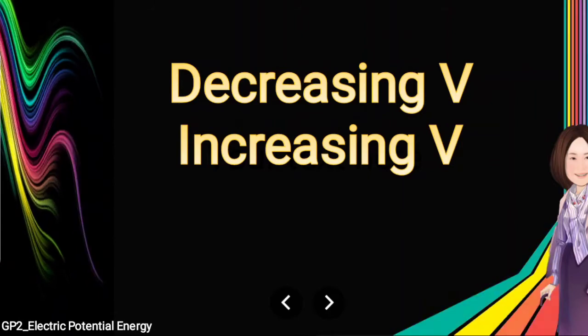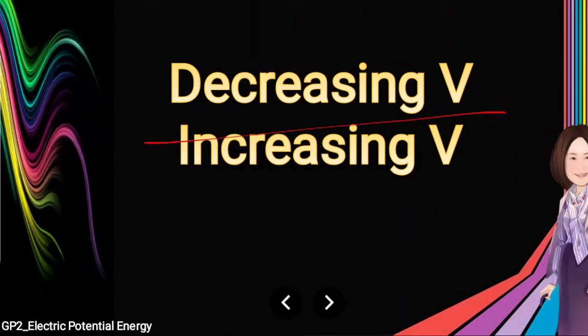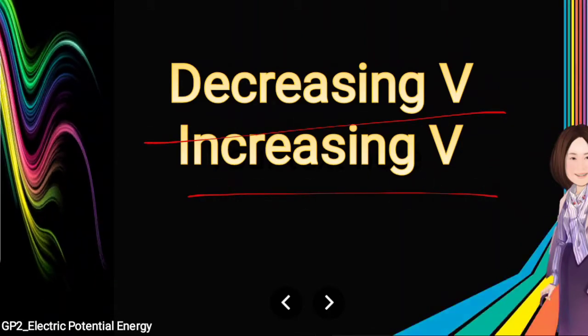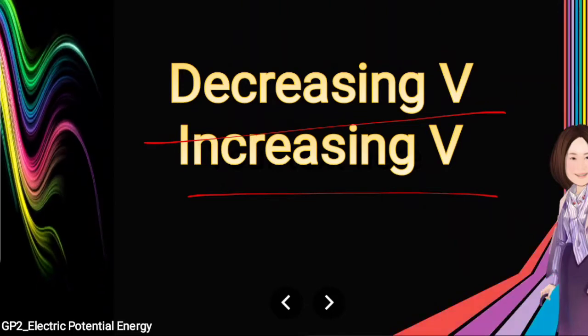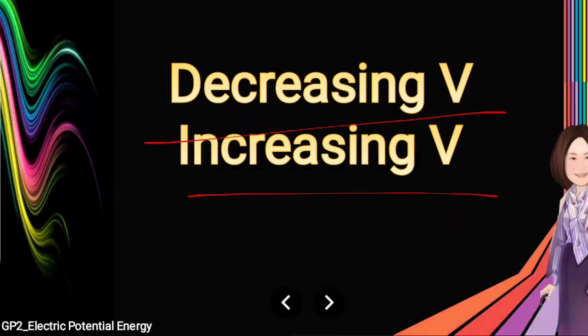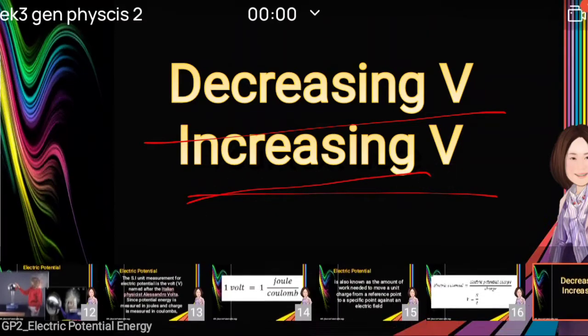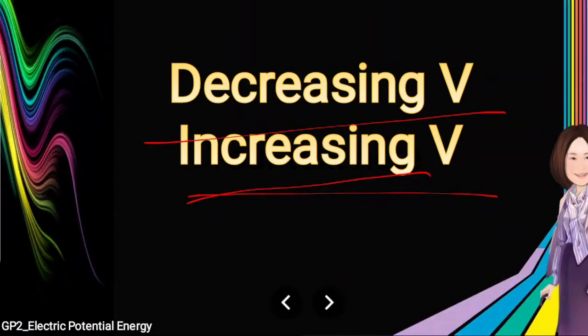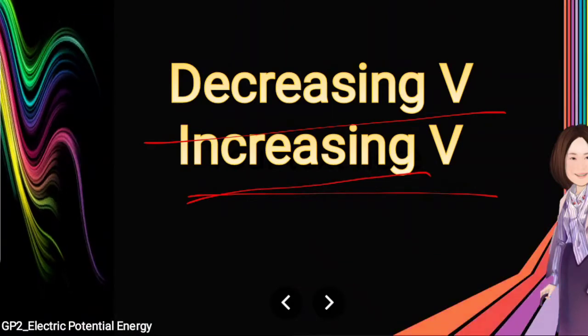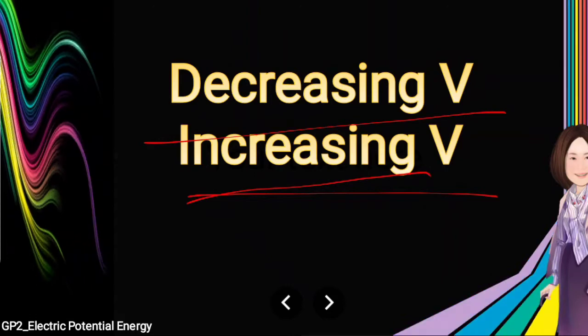Okay, so we have here decreasing in electric potential and increasing in electric potential or voltage. If there is a decrease in voltage, it means it is moving with the direction of the electric field. If there is an increase in voltage, it means moving against the direction of the electric field.